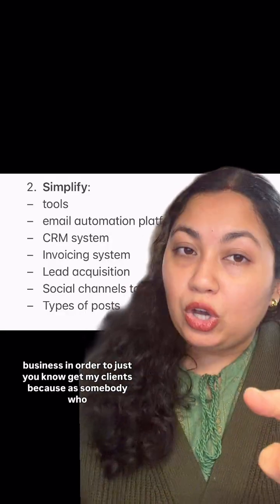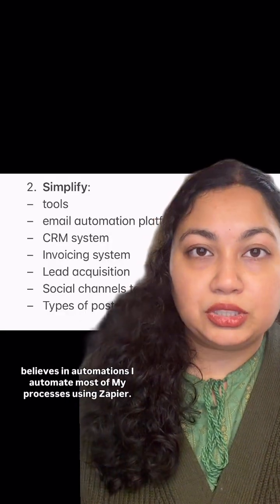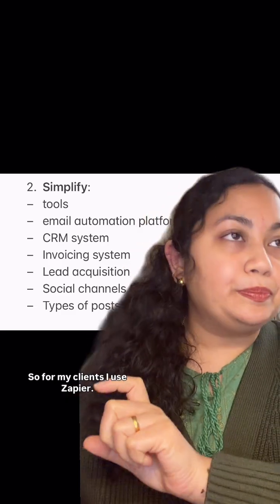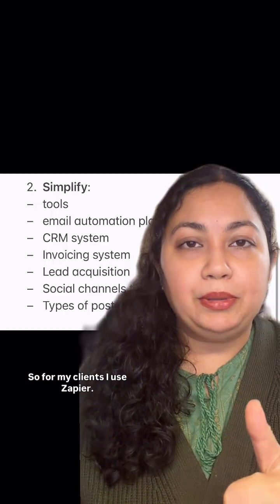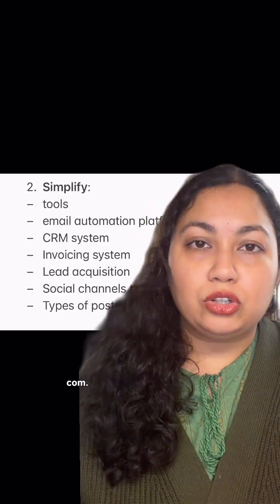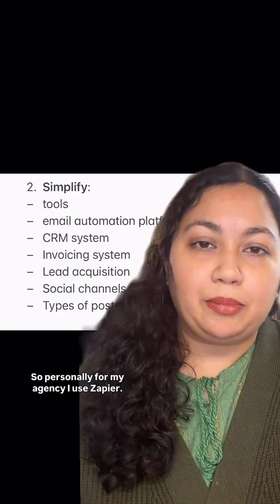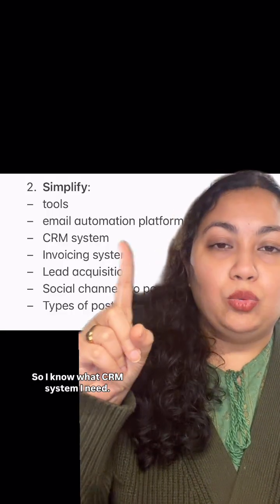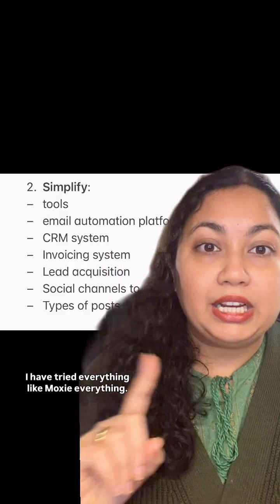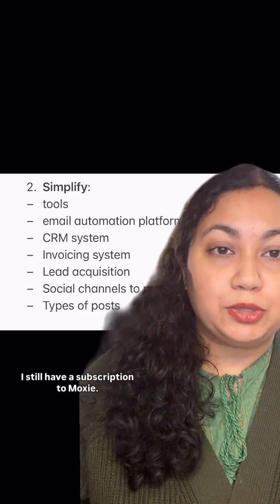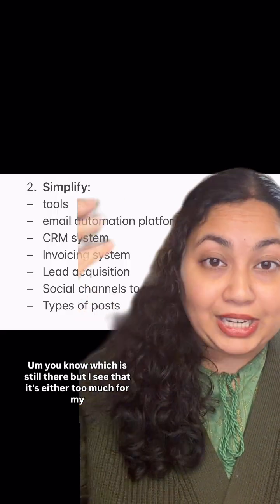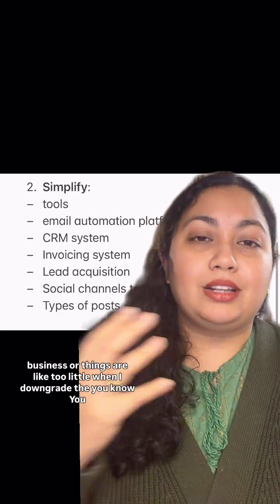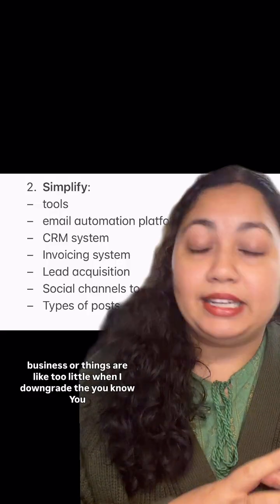Because as somebody who believes in automations, I automate most of my processes using Zapier. For my clients, I use Zapier, I use Pabbly, and I use Make.com. Personally for my agency, I use Zapier because that's something my brain is so used to right now. So I know what CRM system I need. I have tried everything like Moxie. I still have a subscription to Moxie, but I see that it's either too much for my business or things are too little when I downgrade the plan, if you know what I mean.